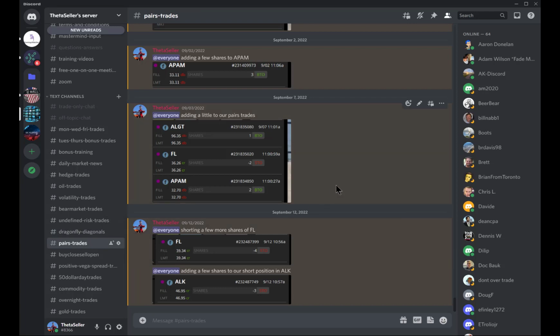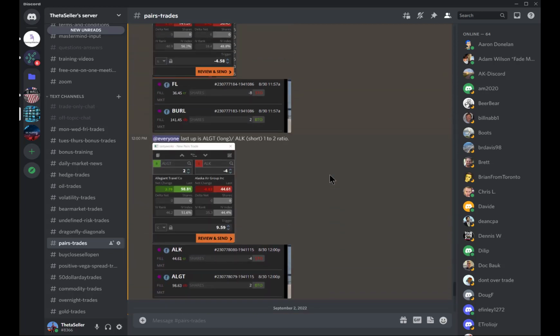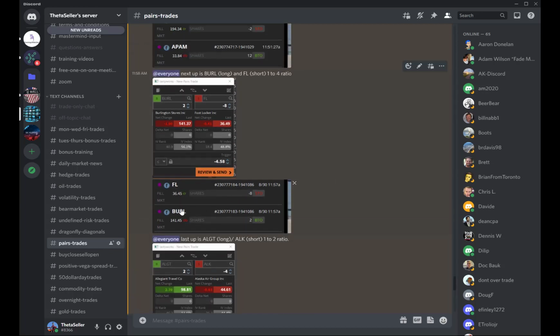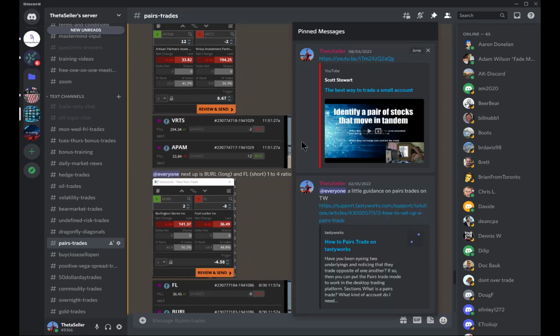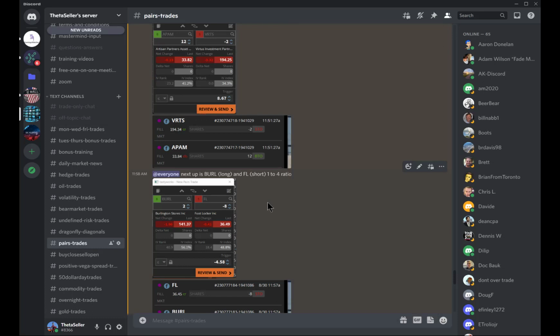Pairs trades. Pairs trades are very interesting. This is where we are basically building an arbitrage trade where we are trading one short position against one long position with two different companies, generally in the same industry. They are highly correlated individual stocks. Okay, so again, these are companies that work almost in unison. You got one right here. There's Burlington and there's Foot Locker, for example. We're short 8 shares of Foot Locker. We're long 2 shares of Burlington. And you can see the order entry there. Once again, if you're not familiar with how pairs trades work, click on the pin. There's a video there that'll walk you through how they work and how to set them up.